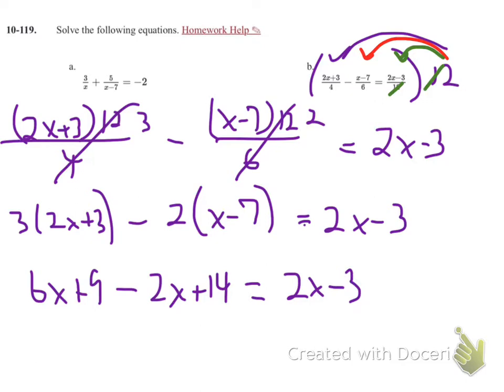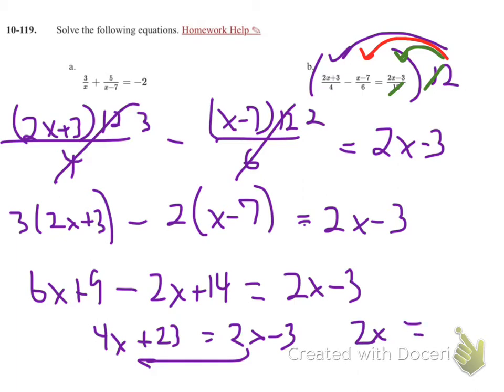I'm going to combine like terms. So I have 4x plus 23 equals 2x minus 3. Subtract that from both sides, and I will end up getting 2x equals negative 26. I move the 23 over. And x then is negative 13. And that's problem B.